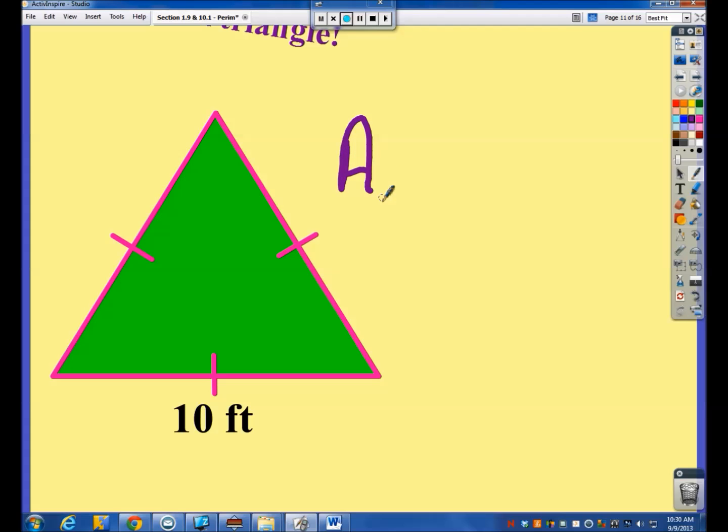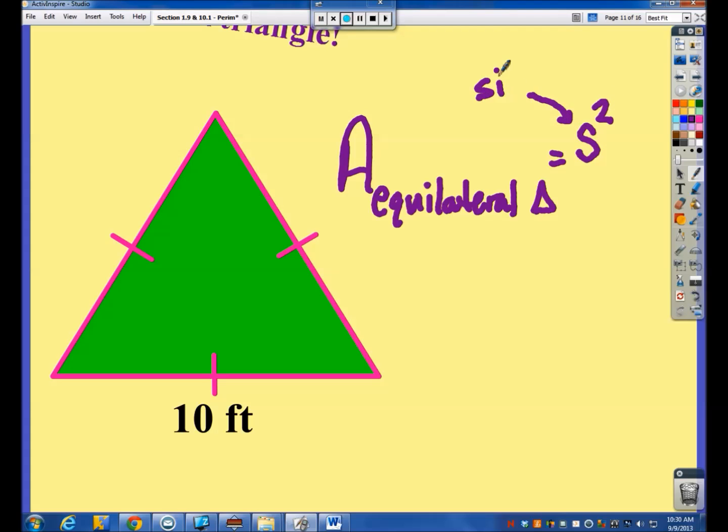The area of an equilateral triangle is equal to the side squared. That's not a 5, so I'll put side. Side squared times the square root of 3 all over 4. That will work every time for an equilateral triangle.